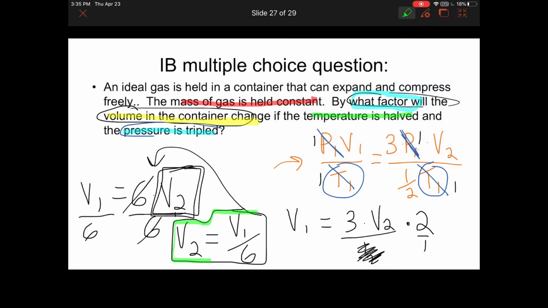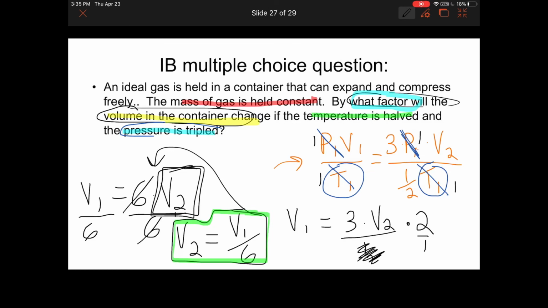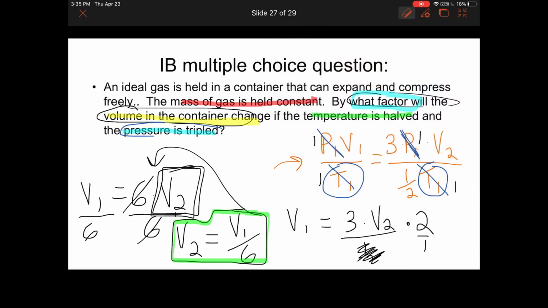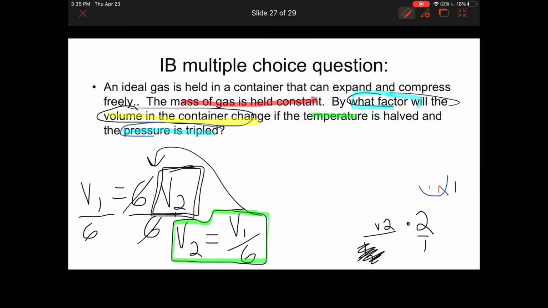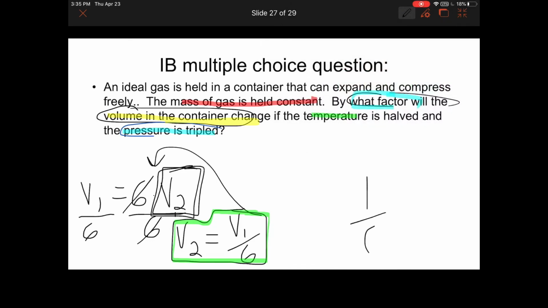In this problem, it's asking for what factor the volume is changed. So the multiple choice option would have to only provide you with various factors, and a factor is just like a multiplier. So although I have this answer V2 equals V1 over 6, really the factor is 1 over 6.